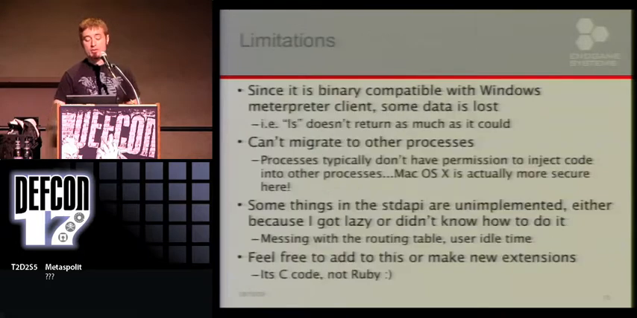There are some limitations of what the Meterpreter can do on Mac. One of the most glaring and most annoying is you can't do process migration. This is one of the cooler features of Meterpreter, but the way the Mac operating system works is, whereas on Unix and Windows, if you own a process, meaning you're executing as the same user as that process, you can actually open its memory and debug it and read and write memory as needed. And this is basically how process migration works on these platforms.